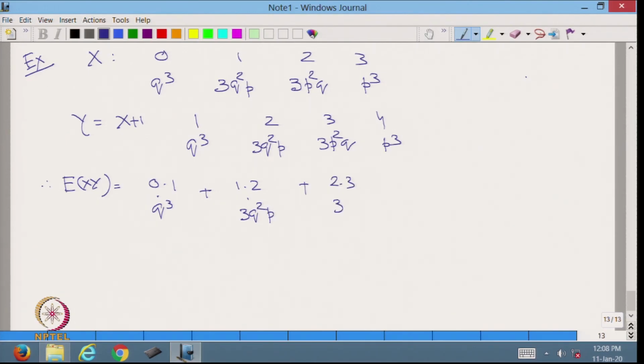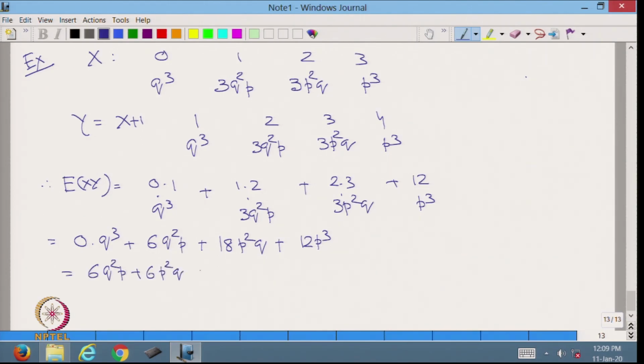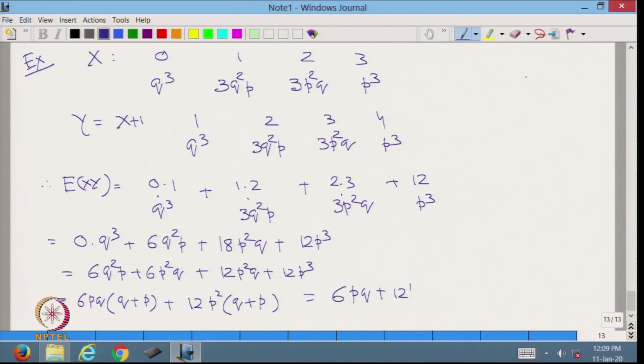plus 2 into 3 multiplied by 3 p square q plus 12 multiplied by p cube, which is equal to 0 times q cube plus 6 into q square p plus 18 into p square q plus 12 into p cube, which is equal to 6 q square p plus 6 p square q plus 12 p square q plus 12 p cube, which is equal to 6 p q multiplied by q plus p plus 12 p square into q plus p, which is equal to 6 p q plus 12 p square.